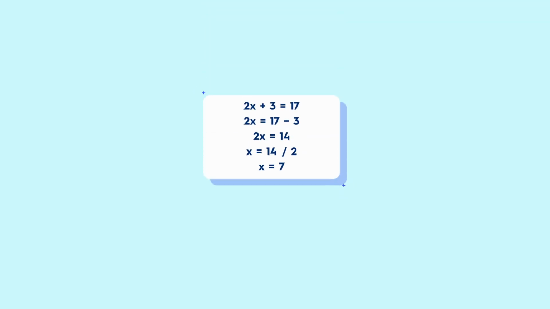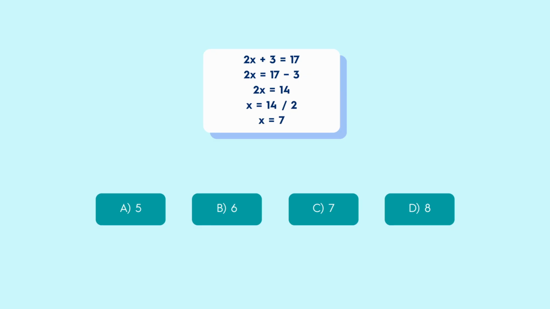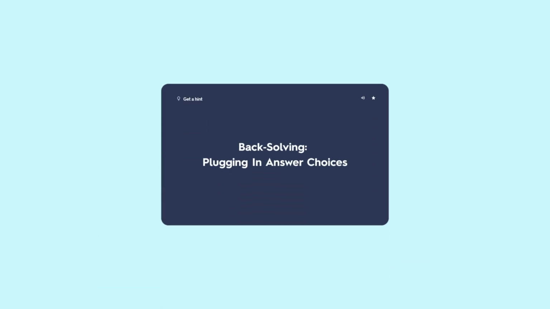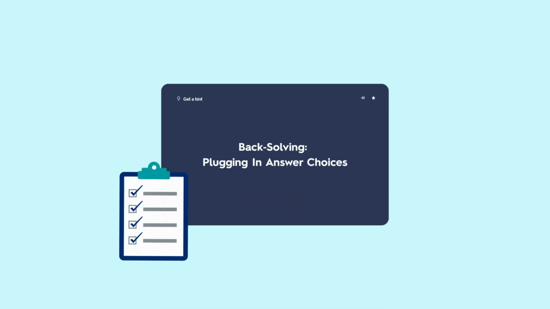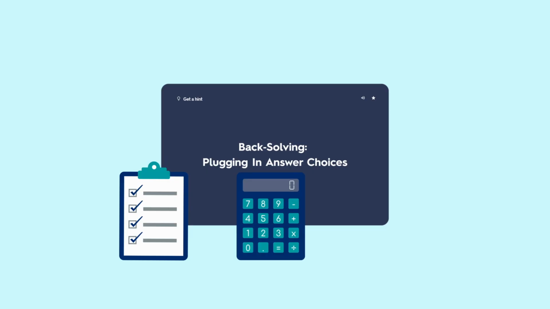Sometimes the fastest path is not more algebra, it is testing the answer choices. That shortcut is called backsolving, and it can save precious minutes on the ACT. In this video, you'll learn what backsolving is, when it works best, and how to use it confidently on multiple choice math problems.